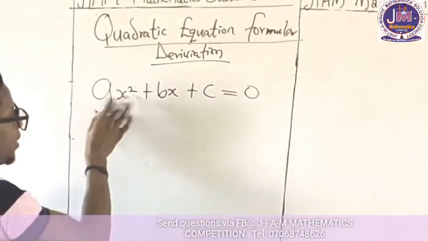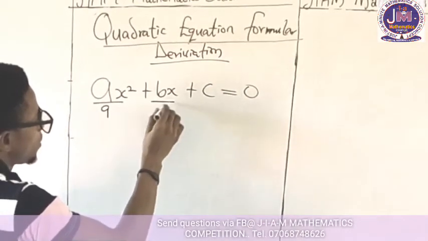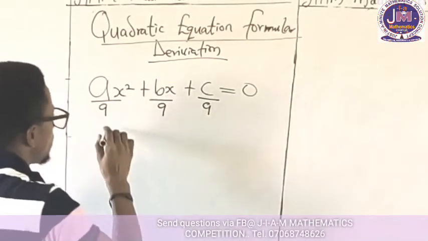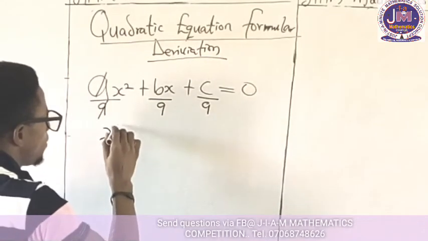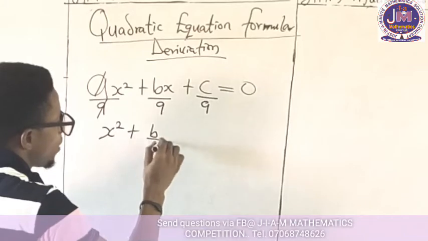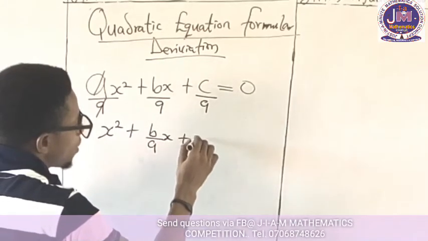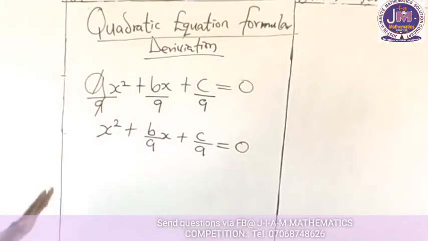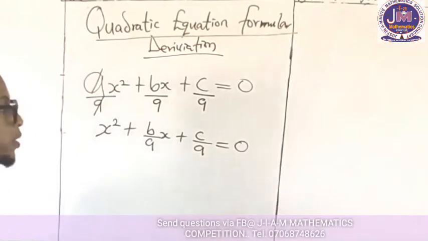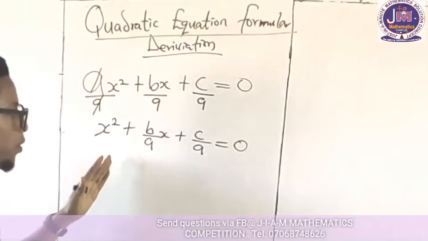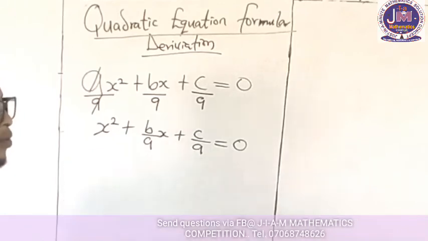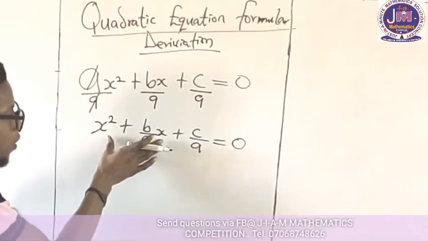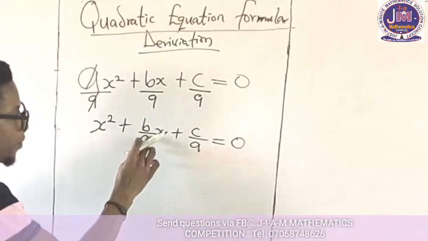Now we start by dividing by the coefficient of x squared, which is a. Not to forget, a cancels a. This becomes x squared plus b over a x plus c over a equals 0. Now we've treated the complete square method. If you were in the class and didn't follow, just go to our YouTube page and study that.